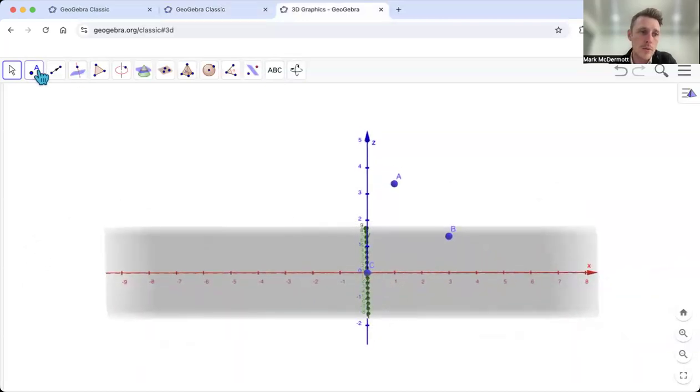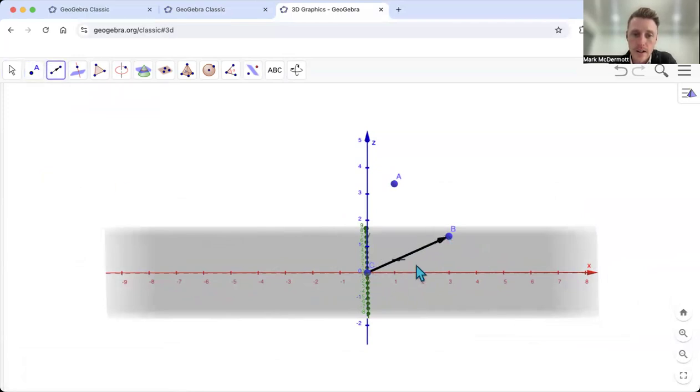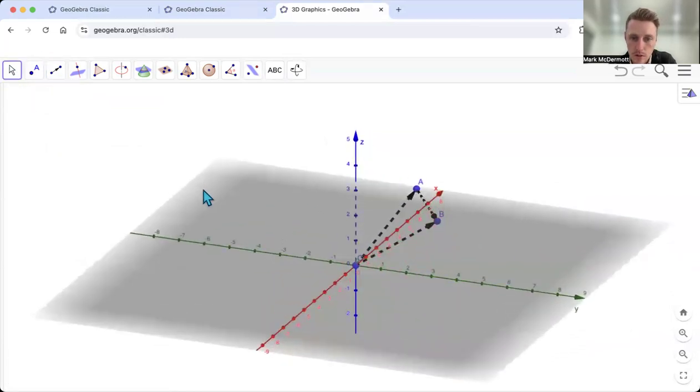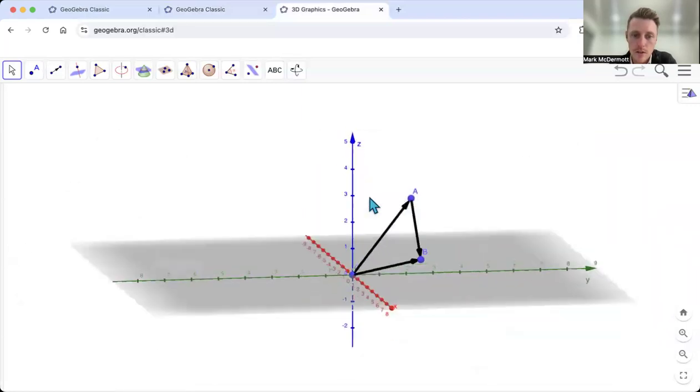And what I claimed was that we could create some vectors and get a triangle that we could represent in 2 dimensions. And let me explain. There we go. So you can see we've got our triangle, and the question is, can we represent that in 2 dimensions? And I think the answer is yes.